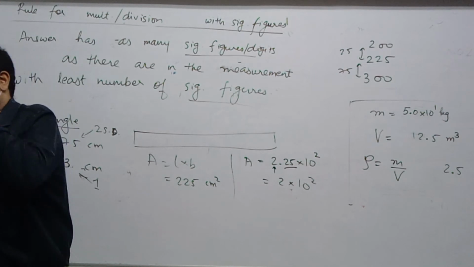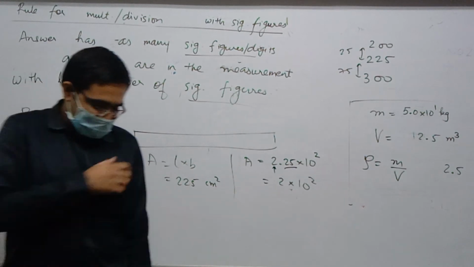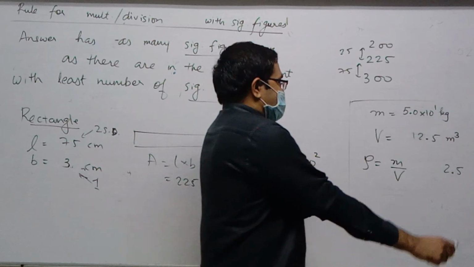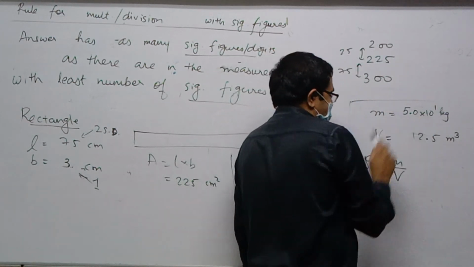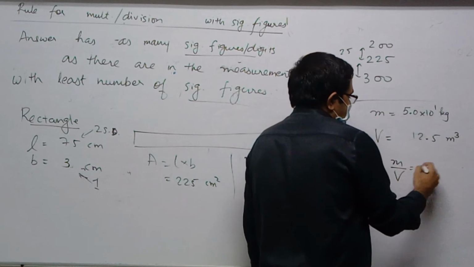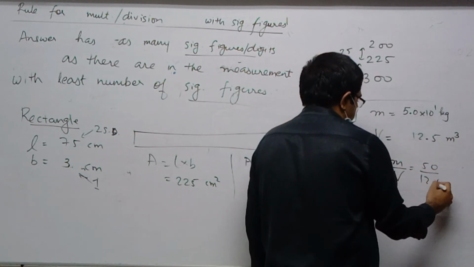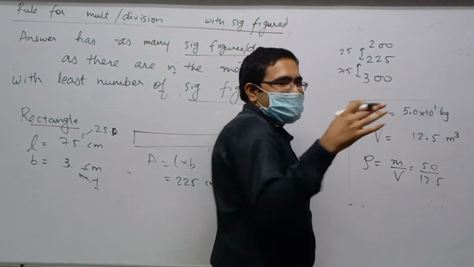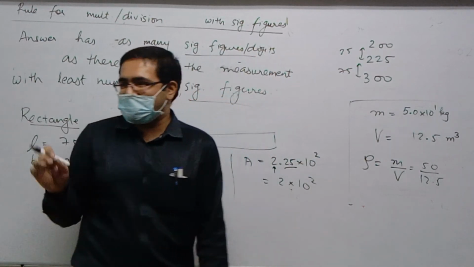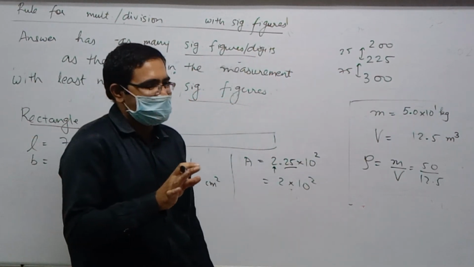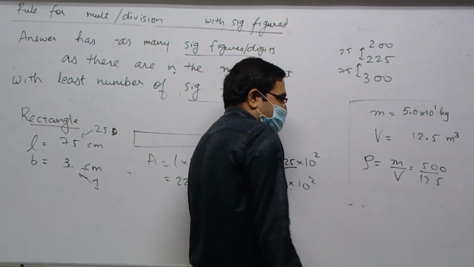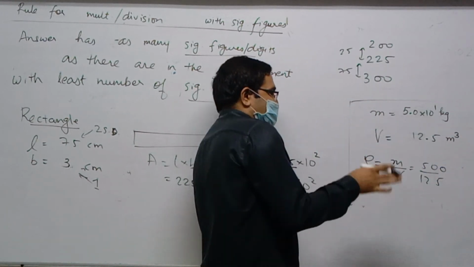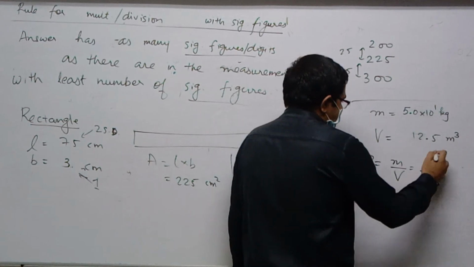Sit down. First of all, we are going to divide it normally. So this is basically 50 by 12.5. Forget about significant figures, everything, right now. Just divide. Let's focus on dividing. 50 by 12.5 means 500 by 125. So when you divide, this will give an exact 4.